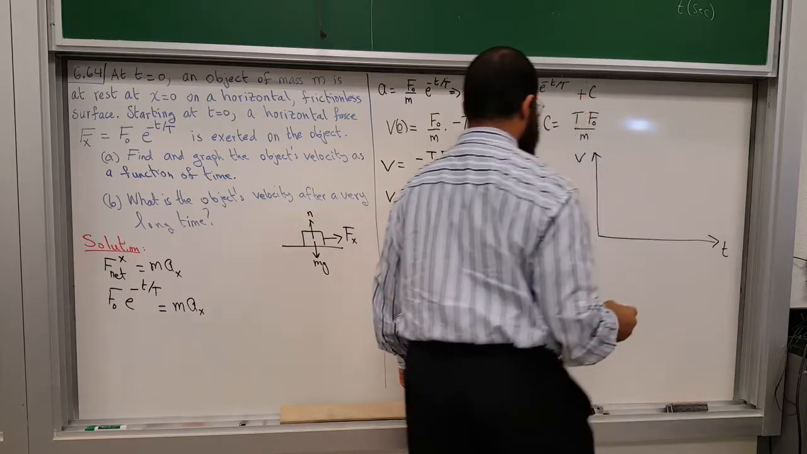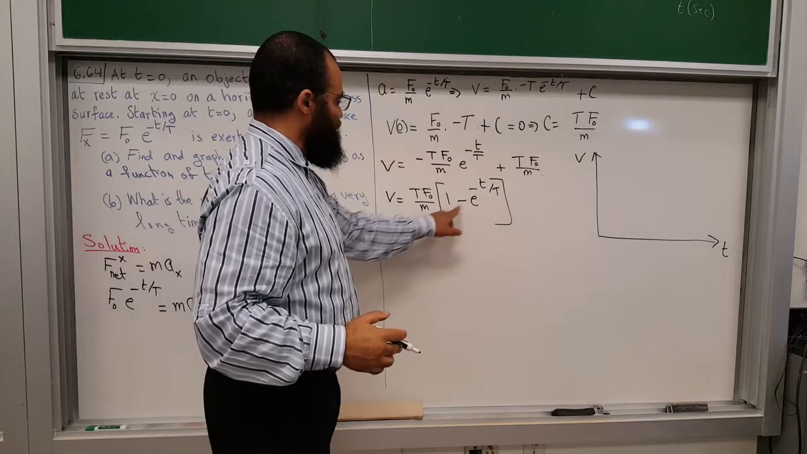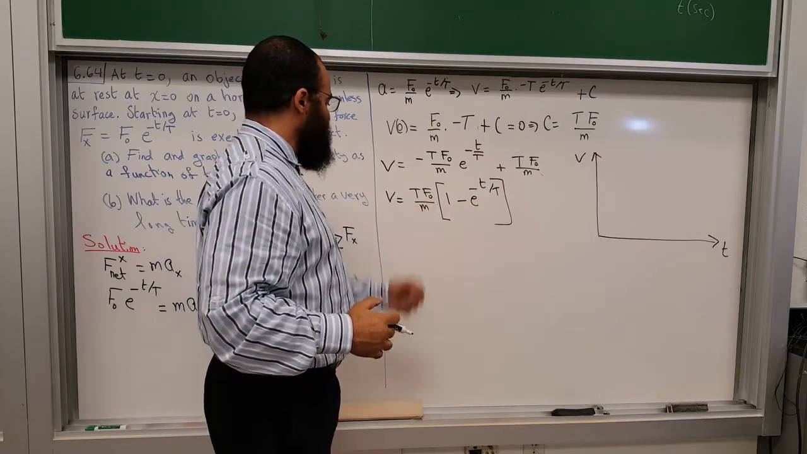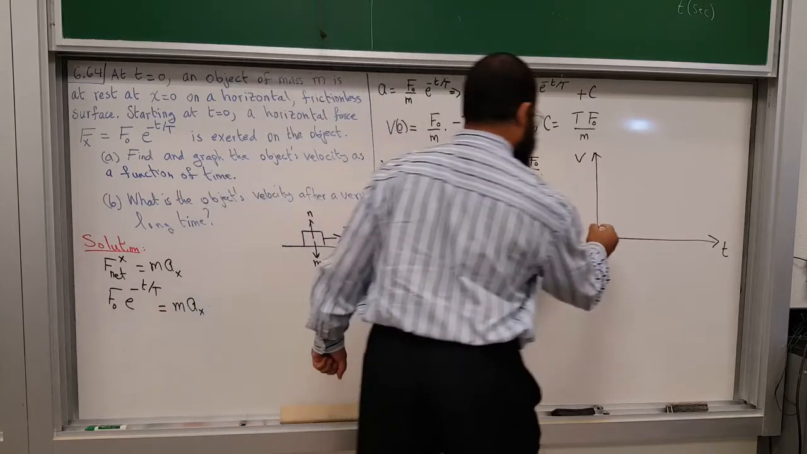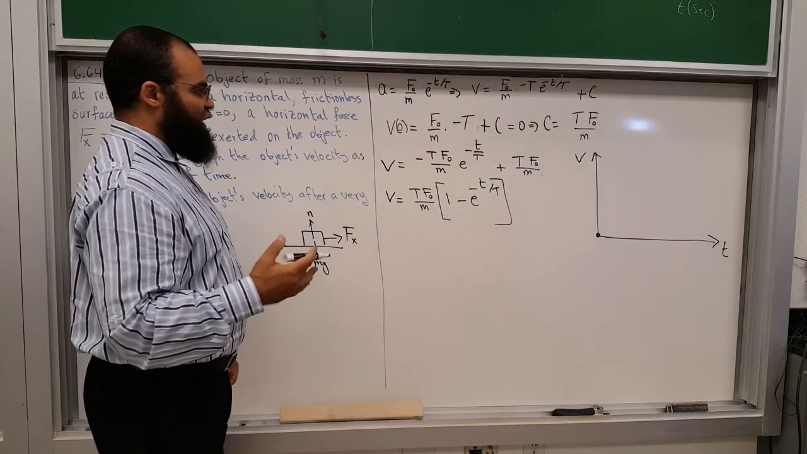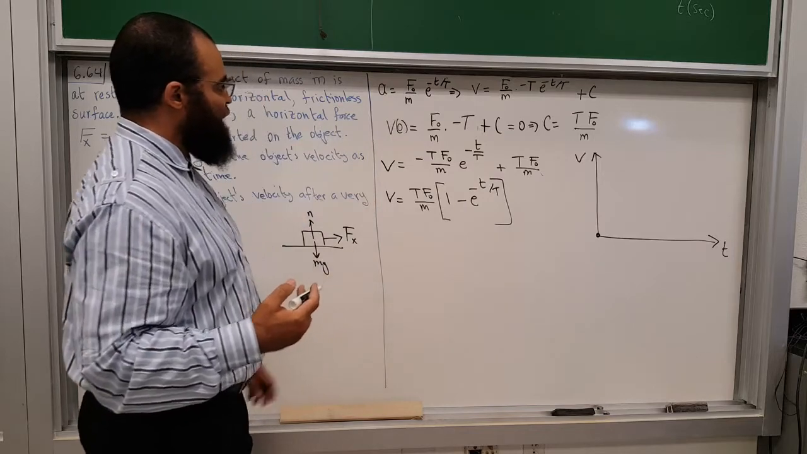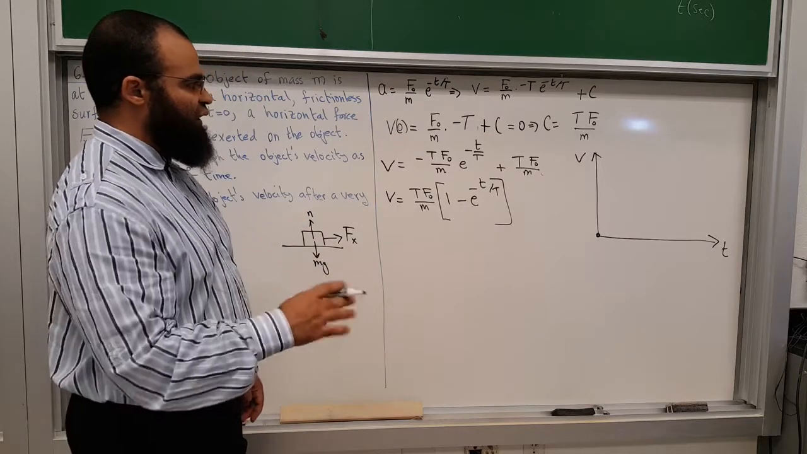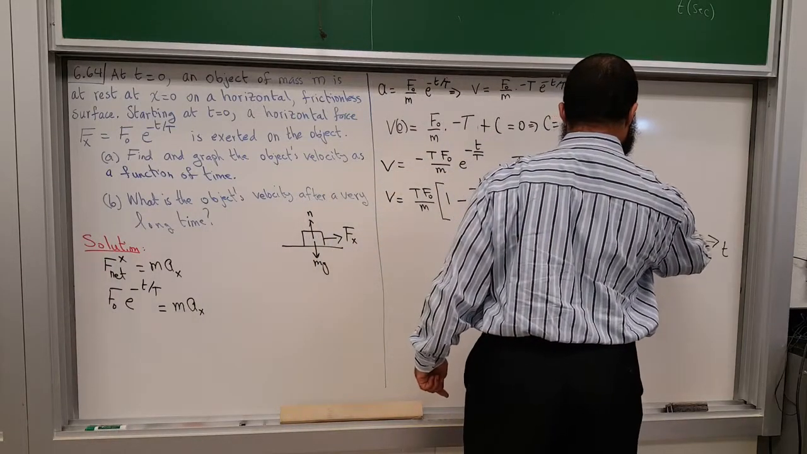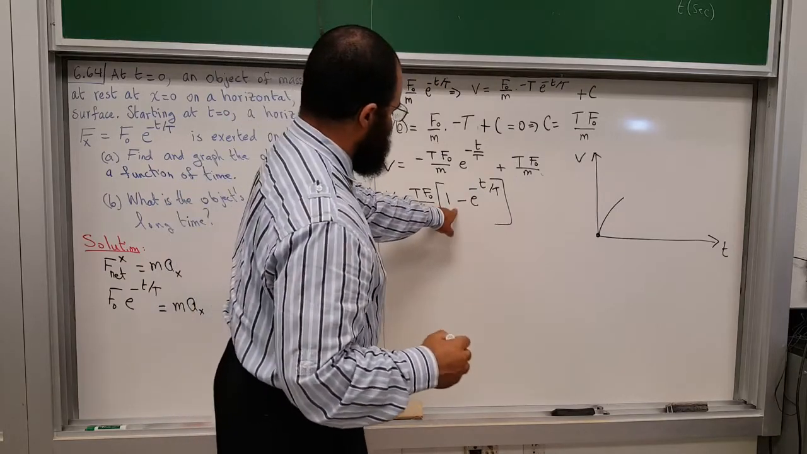Here's v. At t equal to 0, well, e to the 0 is 1, and then 1 minus 1 is 0. So the velocity is 0 at t equal to 0. And if you take the derivative, it's increasing, it's positive, because the acceleration is positive, but it's concave down. If you take the second derivative, you find it's concave down. So it's a positive derivative, but concave down, so it looks like that.